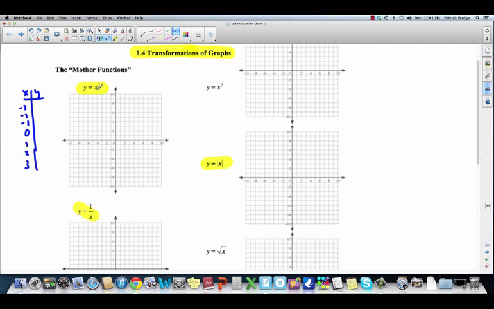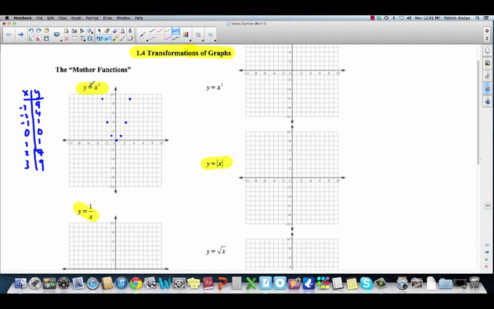So if we're graphing y equals x squared, we're plugging all these numbers into the x. -3 squared is 9, -2 squared is 4, -1 squared is 1, 0 squared is 0, 1 squared is 1, 2 squared is 4, sorry, and 3 squared is 9. We're going to graph those points. -3, 9, -2, 4, -1, 1, 0, 0, 1, 1, 2, 4, 3, 9. Hey, it looks like a parabola. And that's what we expected.